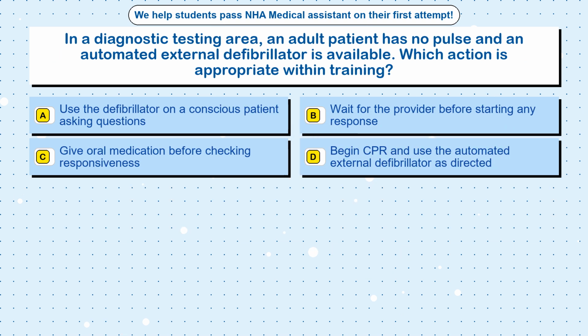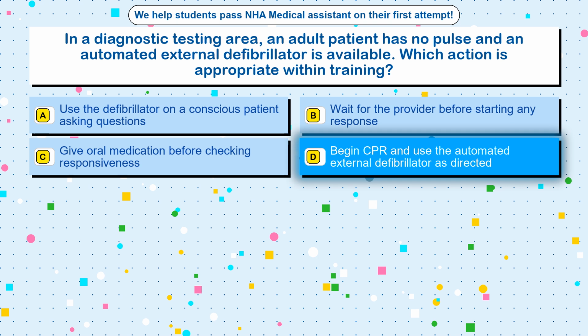Question 58. In a diagnostic testing area, an adult patient has no pulse and an automated external defibrillator is available. Which action is appropriate within training? Option A, use the defibrillator on a conscious patient asking questions. Option B, wait for the provider before starting any response. Option C, give oral medication before checking responsiveness. Option D, begin CPR and use the automated external defibrillator as directed.